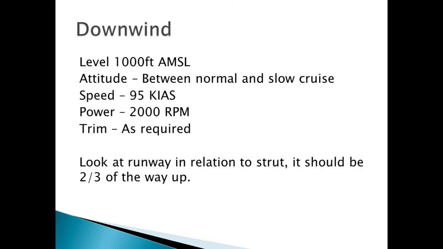On downwind, you should be level at 1,000 feet above ground level. And I wrote above mean sea level because the airport that I usually fly out of here in Hong Kong and over there in Australia, Moorabbin Airport, is at sea level. But bear in mind, standard circuit altitude is 1,000 feet above ground level. And once you level off, it is normal stuff that we learned last lesson.